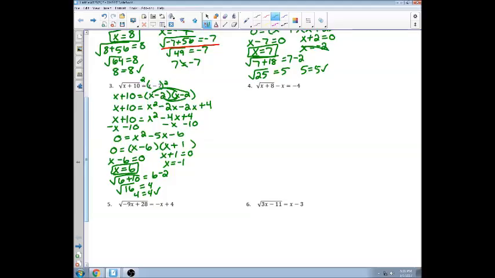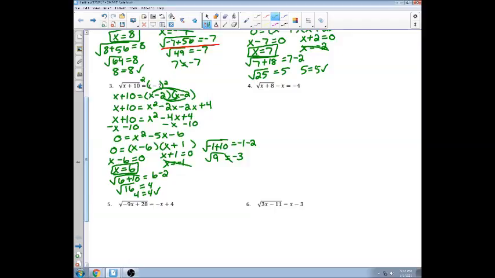I need to put negative 1 in for x. So I have the square root of negative 1 plus 10 is equal to negative 1 minus 2. Negative 1 plus 10 is 9. Negative 1 minus 2 is negative 3. Again, I have a square root equal to negative 3. That's not good, so x cannot equal negative 1. All right, on to problem 4.